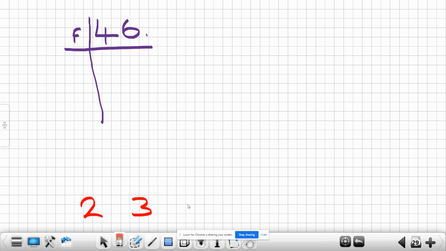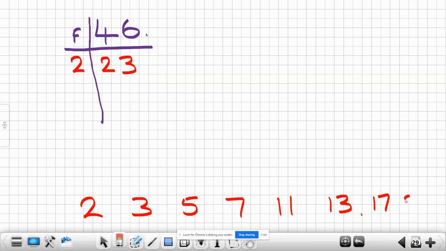I'm going to write them up again. Knowing your primes is a very useful tool. So 2 is a factor of 46. It's an even number, therefore 2 must be a factor. So if I divide, and we do remember when we're taking it out, we're not deducting it, we are dividing it. A factor is a division. How many 2's in 46? Well, 2 goes into 4 twice, 2 goes into 6, 3, so that's 23. Now, 23, if we carry on this line.